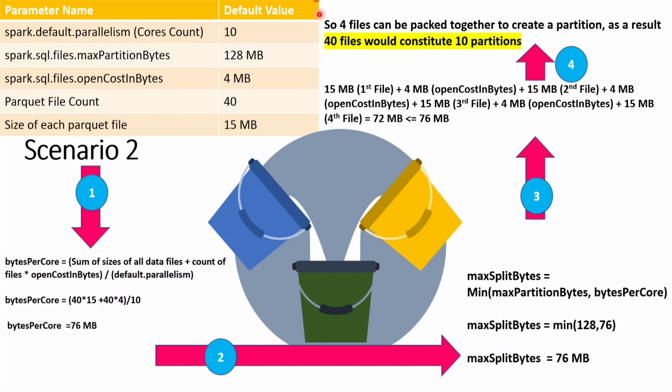So for this particular use case, whenever we are creating a data frame out of these files, then in Spark memory we can see 10 partitions, each of having 32 megabytes.